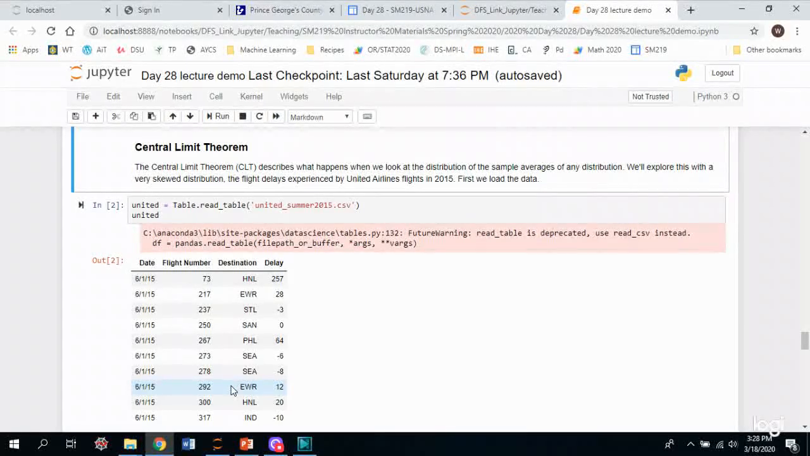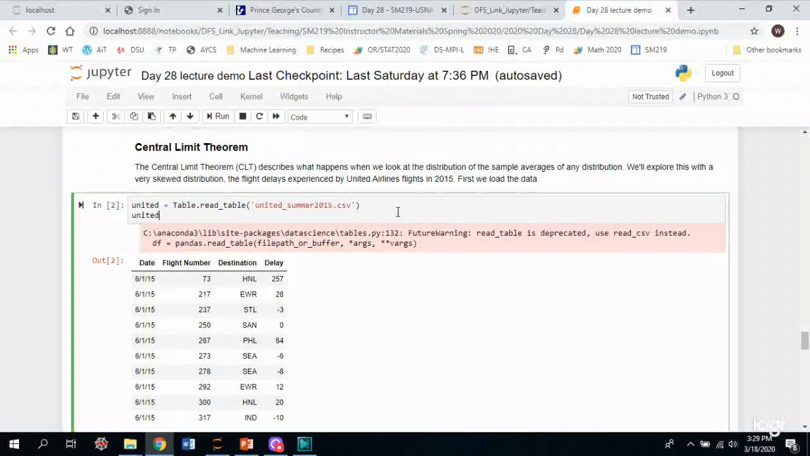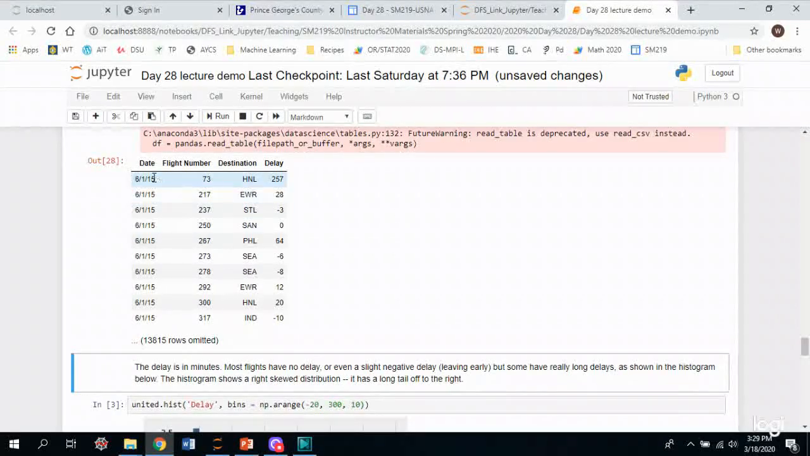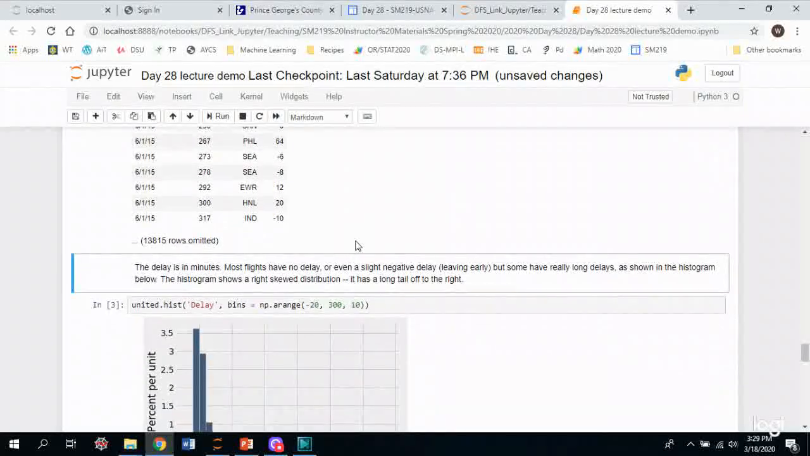The central limit theorem tells you exactly what happens when we look at the distribution of sample averages in any distribution. We'll explore this with a very skewed distribution, the flight delays experienced by United Airlines flights in 2015. First, let's load the data from the United Summer 2015 CSV file that you can find on Day28. Here's the data. You can see the date, the flight number, the destination, and the delay. This flight was delayed almost 4 hours. This flight left 3 minutes early, and this flight wasn't delayed at all. The delay is in minutes.